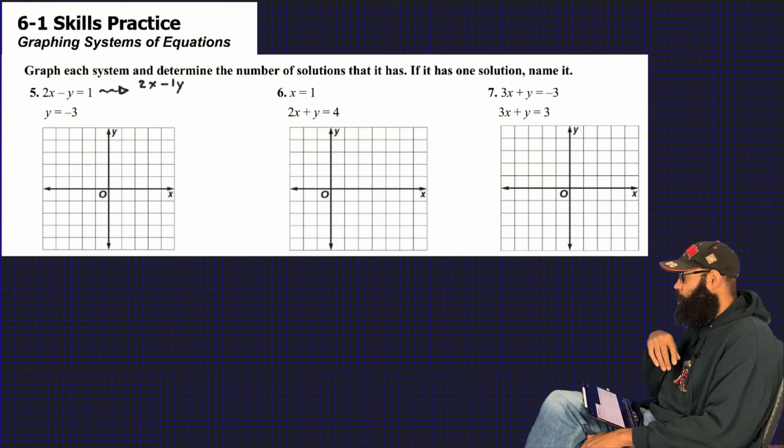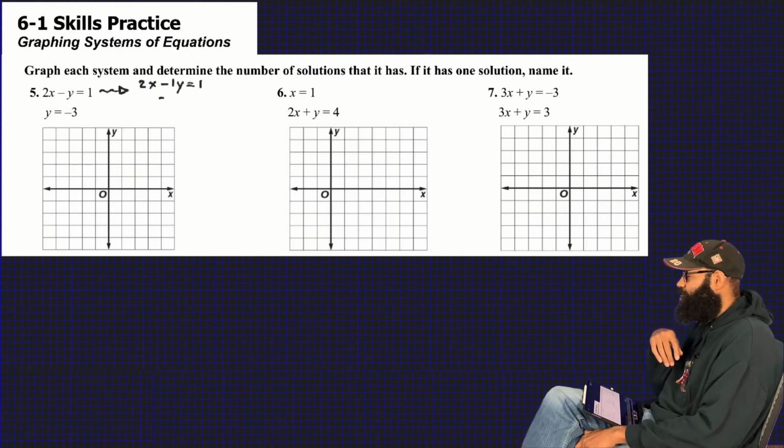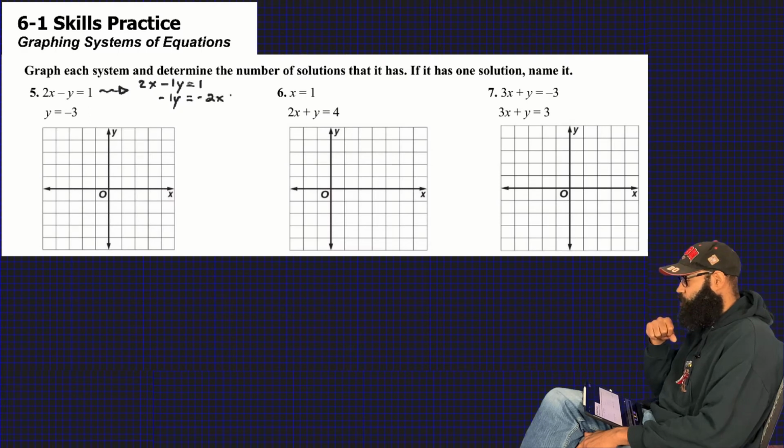And who knows what's going on? I don't like to graph when it looks like that. So we're going to move the x term to the other side by subtracting 2x from both sides.